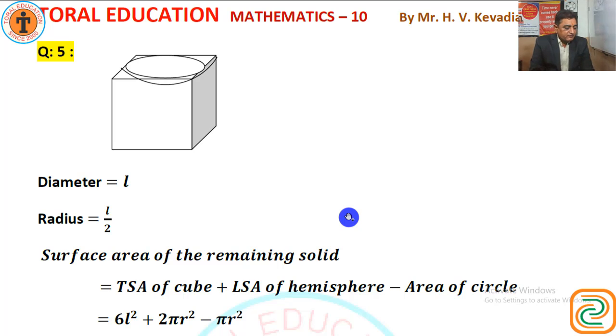Look at question number 5. A hemispherical depression, that means bottom, that means cut out from the cube. Depression is cut out from one face of the cubical wooden block such that the diameter L of the hemisphere is equal to the edge of the cube. Determine the surface area of the remaining solid. Here the diameter of the hemisphere is equal to the length of the cube, that means L. Here diameter is L, therefore radius will be L by 2.